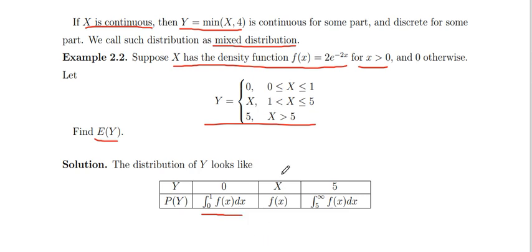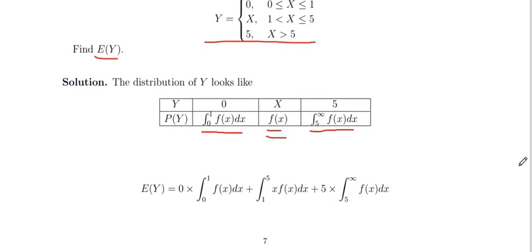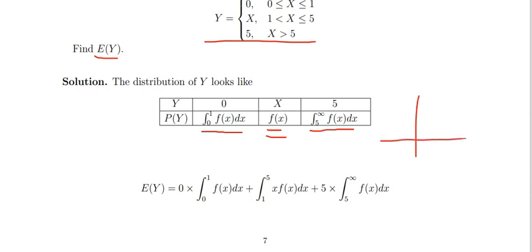So when x is between 1 and 5, this x and y are the same. The density function is just f(x). When x is larger than 5, y is 5. So the probability is this. So this distribution, this part is continuous. There are 2 points, so we say the distribution is like that. X can be 0 and can be 1 to 5.